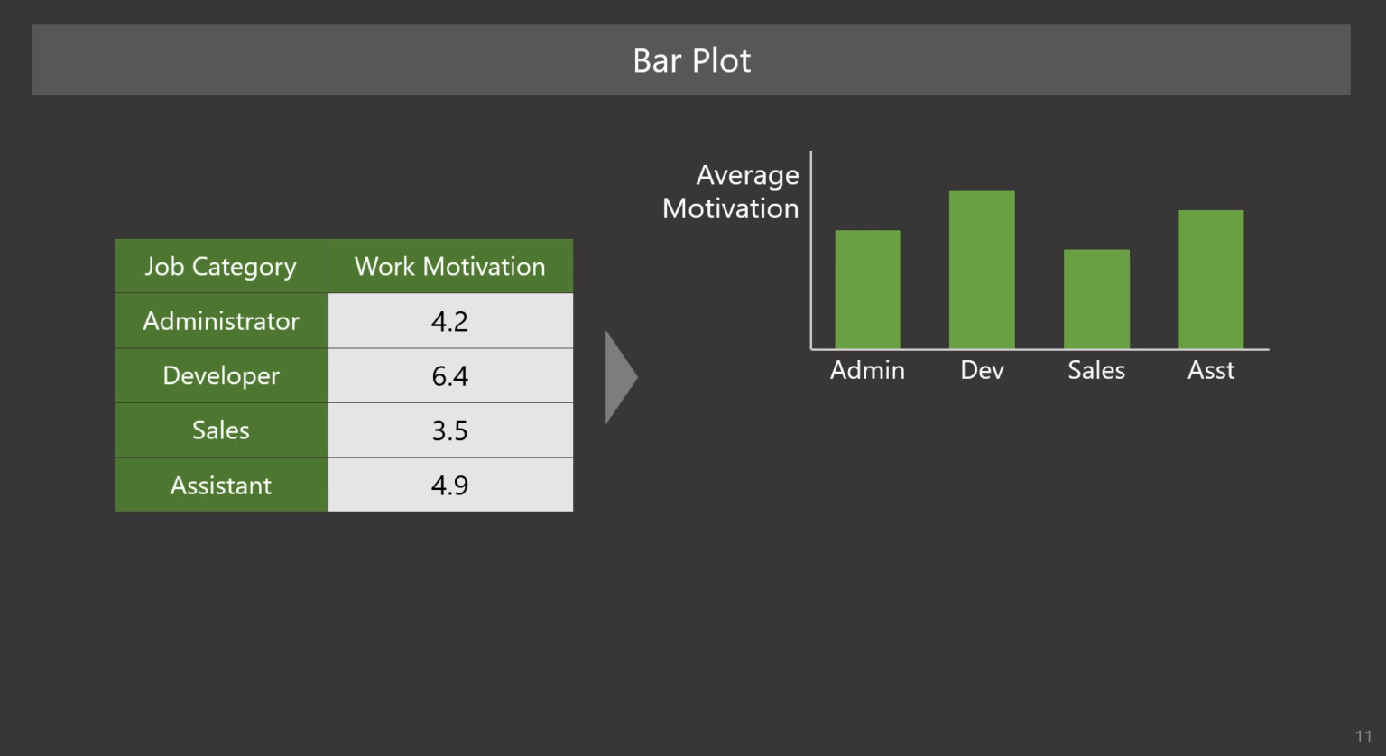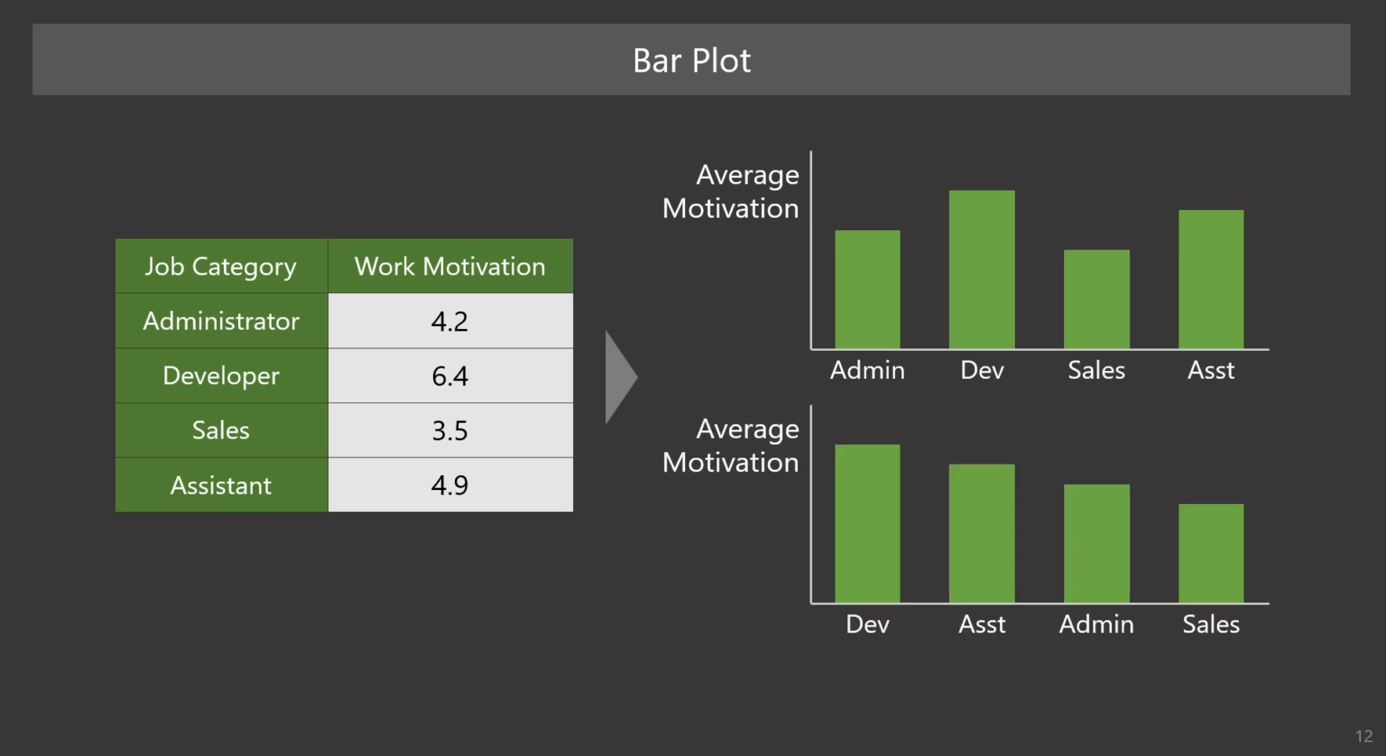But the structure is the same. Each bar represents a specific category, and the length of the bar represents the value of the category. So, we can create a bar plot, plotting the category on the horizontal axis and the average value on the vertical axis. But in this plot, the rank order of the categories is not clear. So, by sorting the bars in order of length, we can see the rank order clearly.